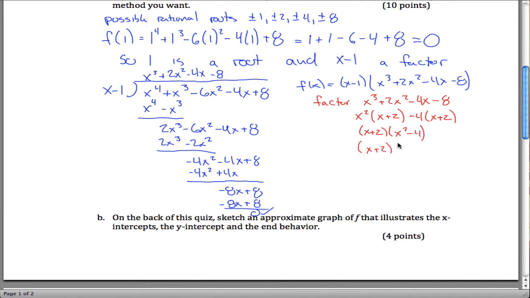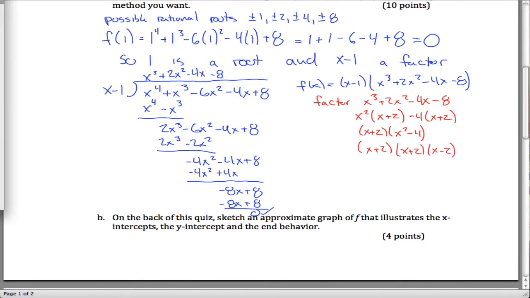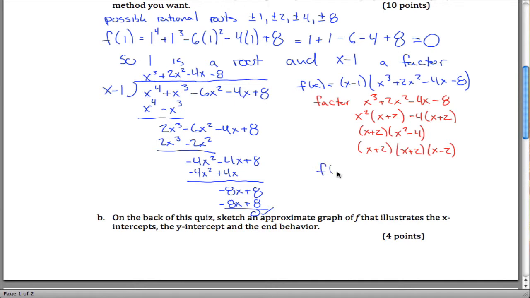X squared minus 4 is a difference of squares, so it can be factored to x plus 2 times x minus 2. What I'm trying to say is that f of x is equal to x minus 1 times x plus 2 squared times x minus 2.